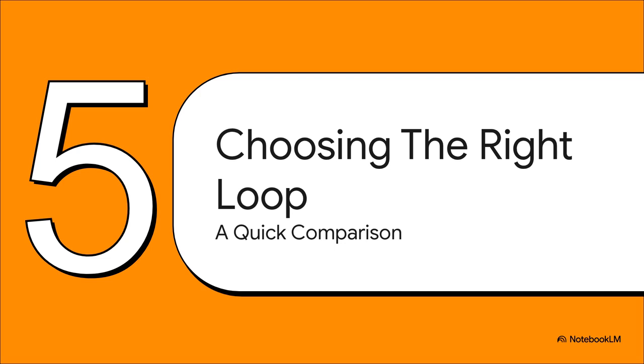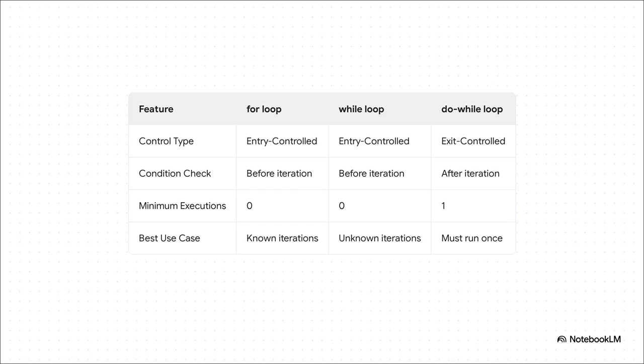So, after all that, we have all these different options. How in the world do you decide which loop to use and when? Well, it really just comes down to knowing their core strengths. This table sums it all up beautifully. A for loop? It's perfect when you know exactly how many times you need to repeat, like if you're processing sales data for all 12 months of the year.